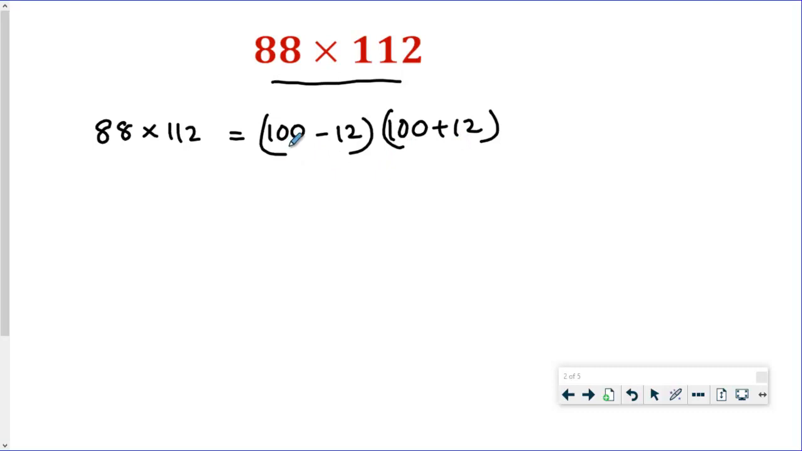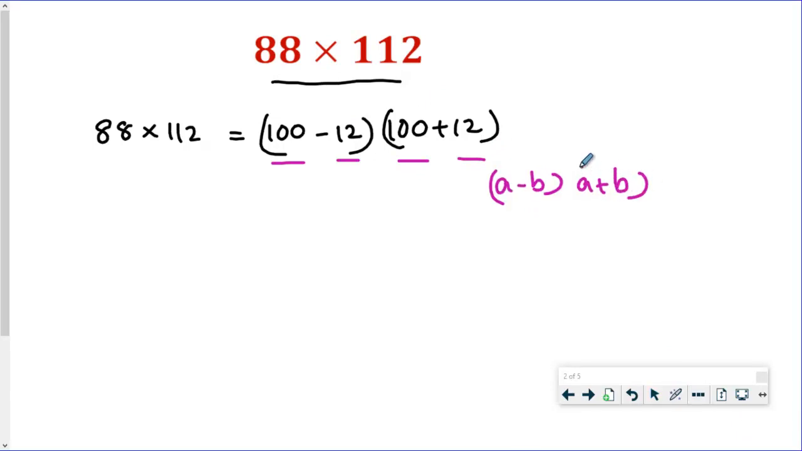Now you have to see these two expressions. In the first expression, 100 minus 12, and here 100 plus 12, the first term is 100, here also 100. The second term is 12, here also 12. So we can say that in both expressions the first term is the same and the second term is also the same. So here we can use the identity.